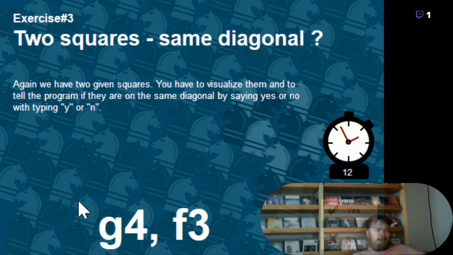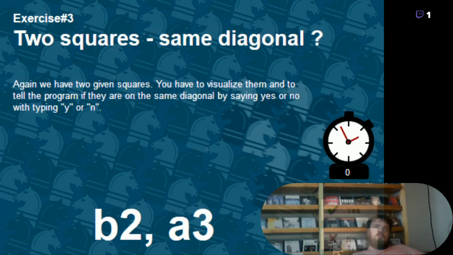G4 is in diagonal with F5, G4 and F3. Okay. Yeah, so this is the same. So B2, it is the dark square in this long diagonal, and A3 this dark square in this short diagonal.